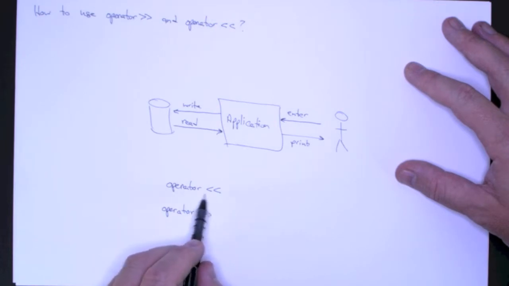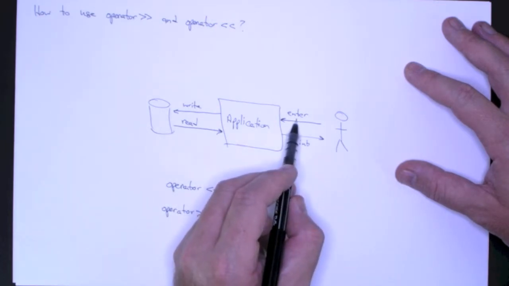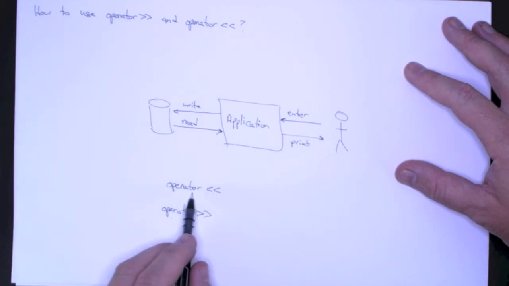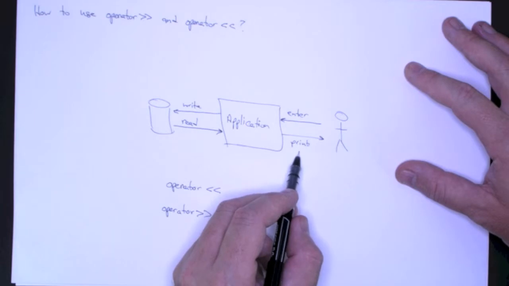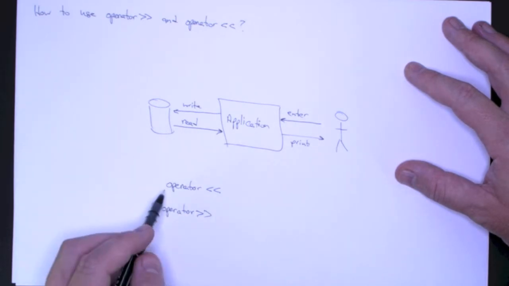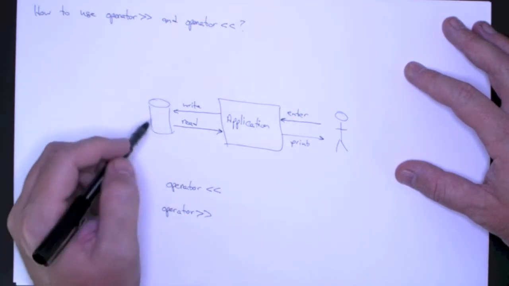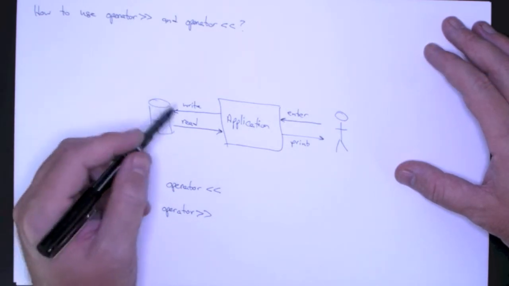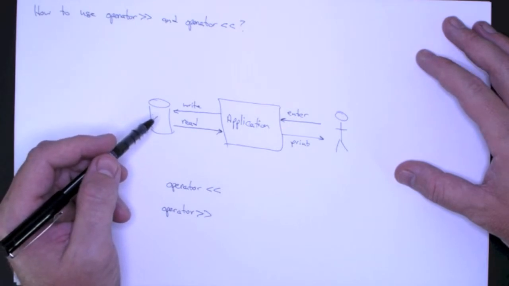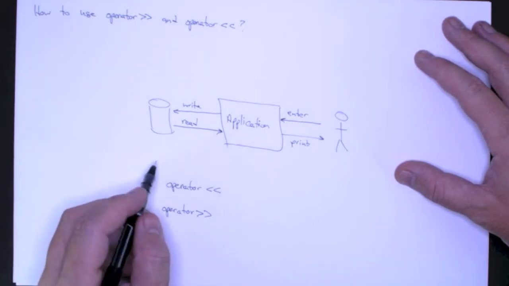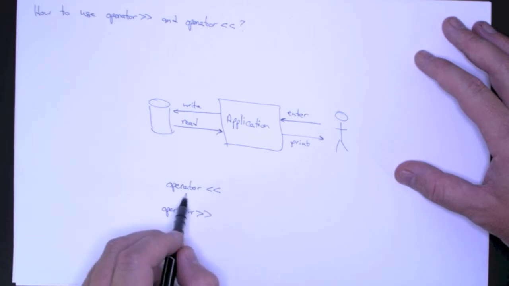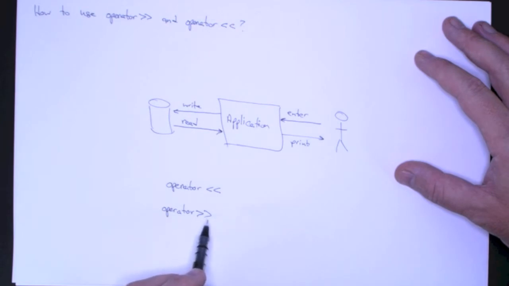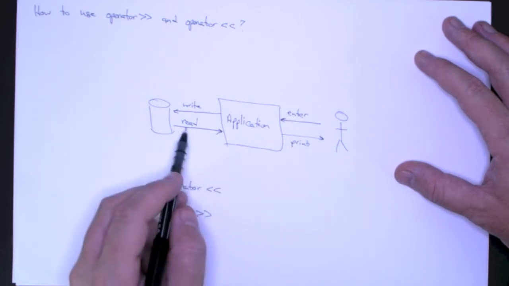I implemented the extraction operator so it corresponds with enter. I implemented the insertion operator so it corresponds to print. But maybe you should be using these operators for disk access. It's not really clear. So I think it ultimately comes down to a design decision where you decide that the insertion operator corresponds to print or to write, and the extraction operator corresponds to enter and read.